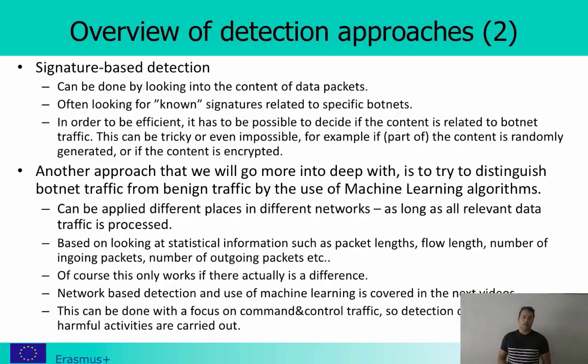So this can really be applied in all places of the network as long as all the relevant data is passing through this point. So even a large amount of data, we try to look into the network traffic and see, can we see that there is something suspicious here? So what we look at is statistical information about the flows, the network flows, such as the packet lengths, the flow length, the number of incoming packets, number of outgoing packets, port numbers, which countries we're communicating with, or even which continents we're communicating with.